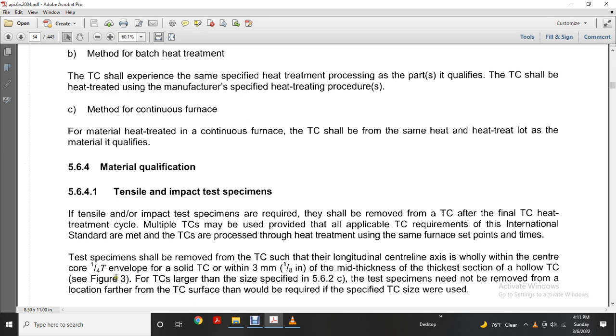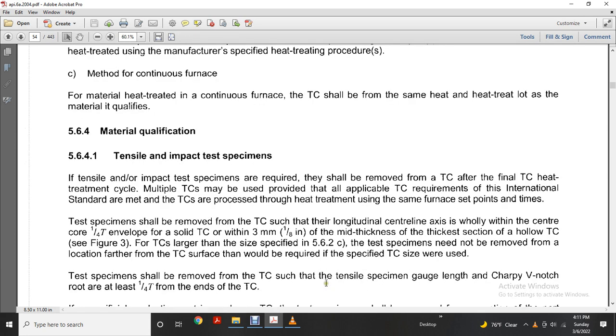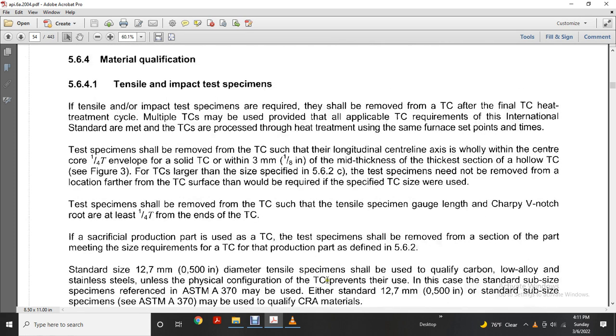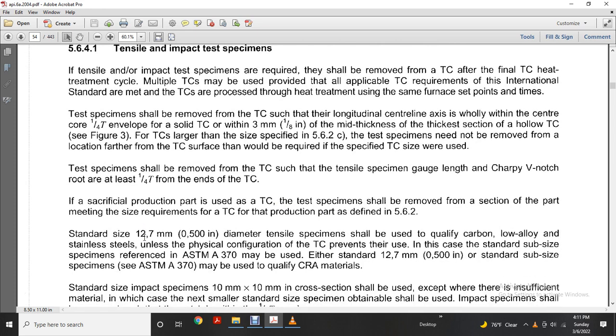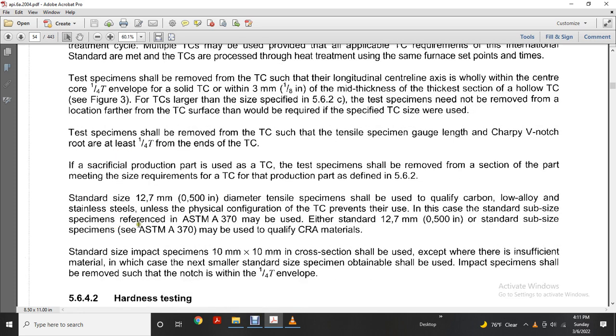Test coupons larger in size may be used as specified in 5.6.2.C. The test specimens may not be removed from any location further from the test coupon surface than would be required to specify the test coupon size used. Test specimens shall be removed from the test coupons with the tensile specimen gauge length within a sharp V notch root less than 1/4 inch thickness from the end of the test coupon or sacrificial production part. Test specimens may be removed from a section of the part meeting the size requirements of the test coupon for production parts as defined in 5.6.2.